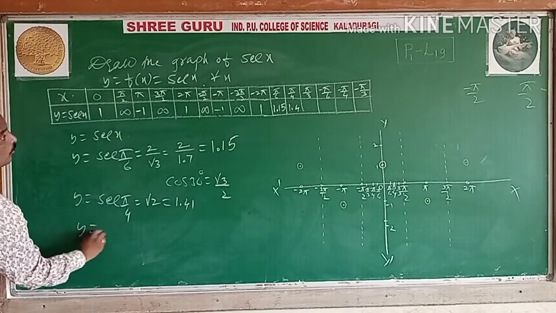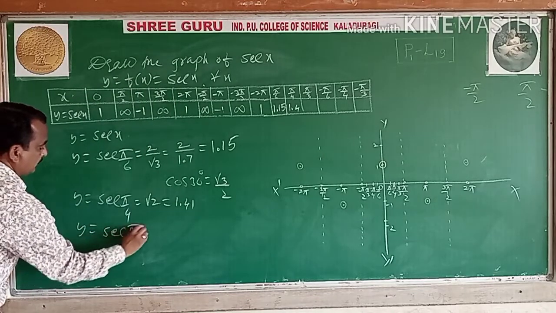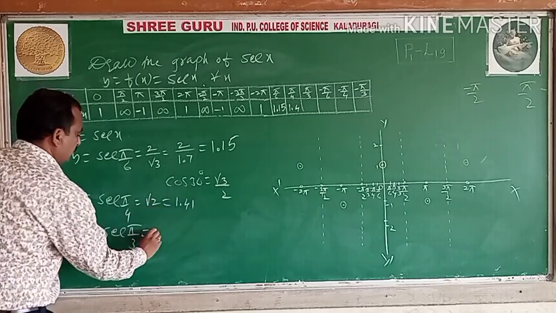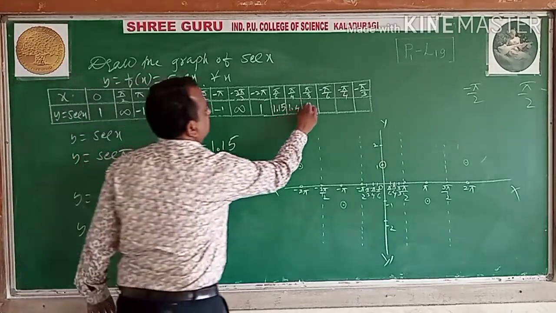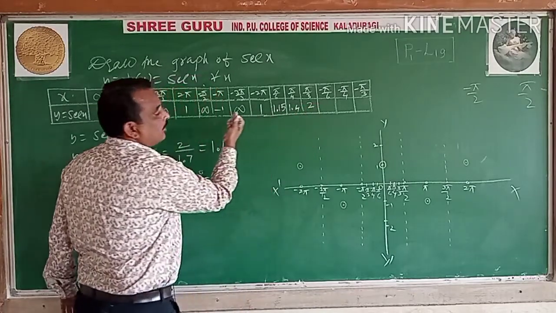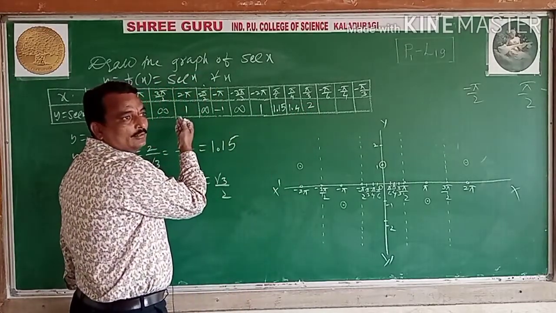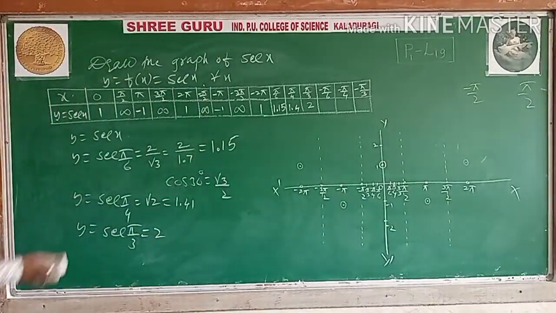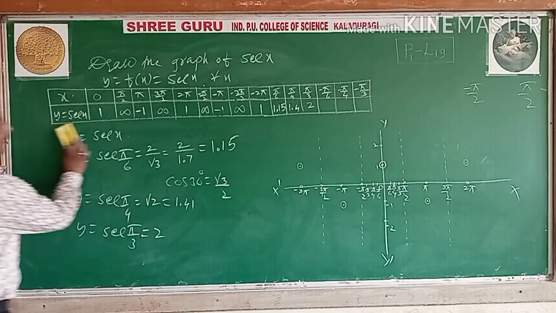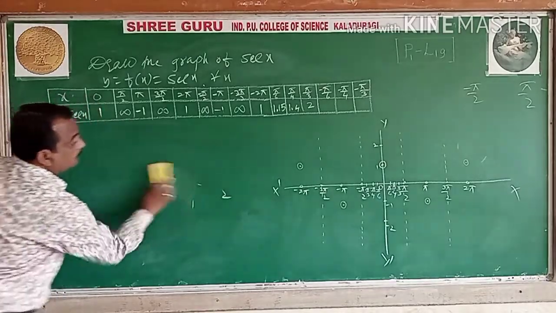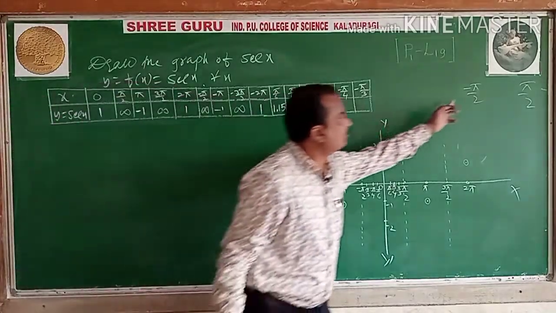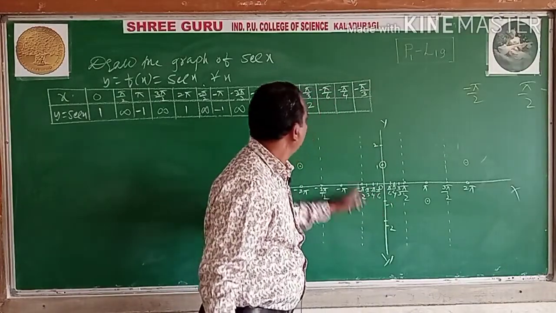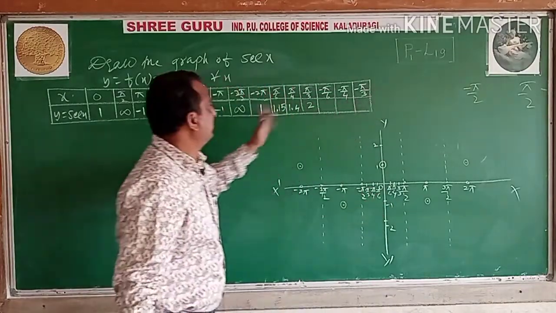Next, y equal to secant pi by 3, secant 60 degree. What is cos 60? 1 by 2. So secant 60 is 2. We are not getting any value less than 1, students. Now let us see the negative values, for minus pi by 6, minus pi by 4, minus pi by 3, between minus pi by 2 and pi by 2. You will calculate these negative values here.